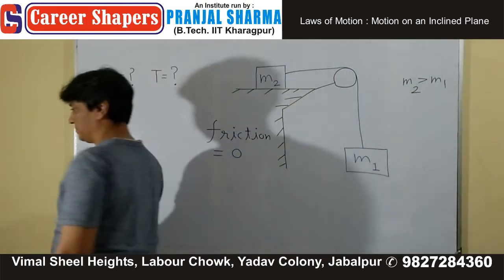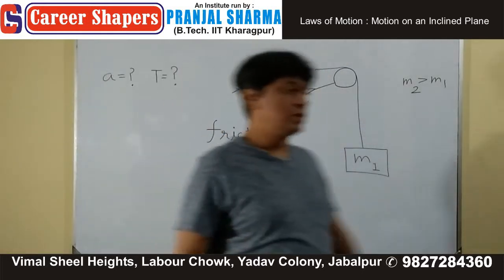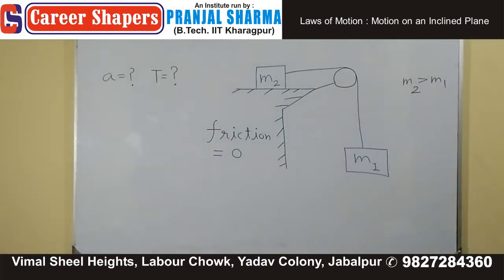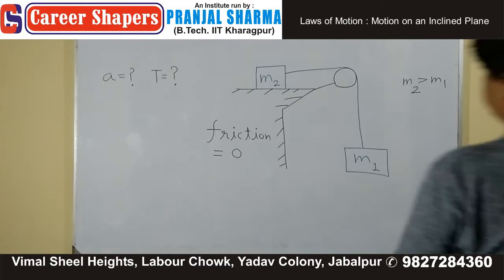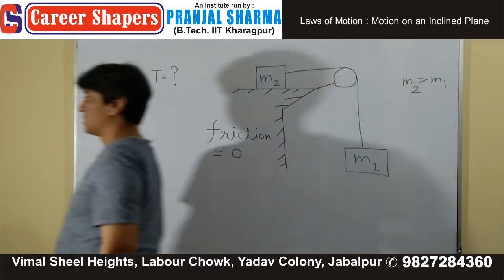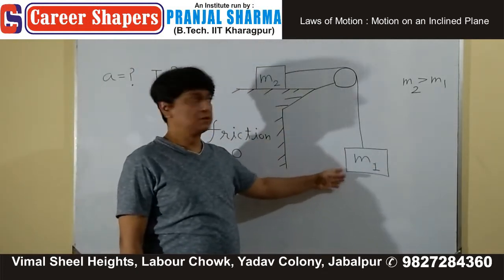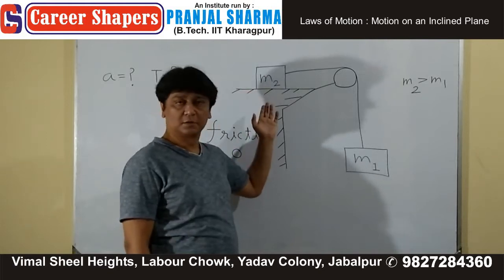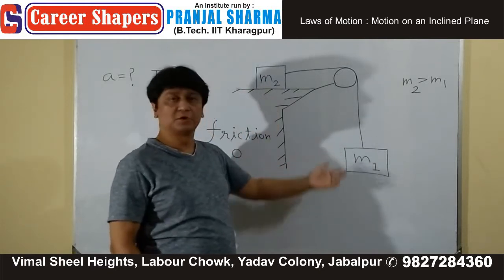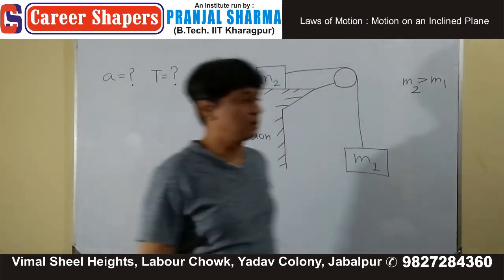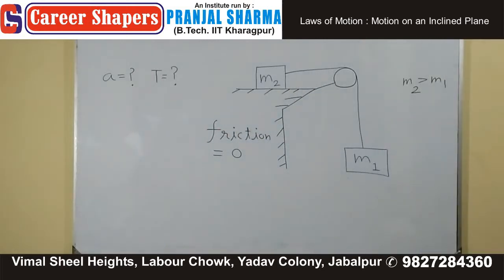Tell me one thing. If M2 is heavy, as you can see in the figure, then is it going to move? It's a lighter mass, it's a heavier mass. What do you think? This system is going to move, yes or no? Mention in the form of yes and no.